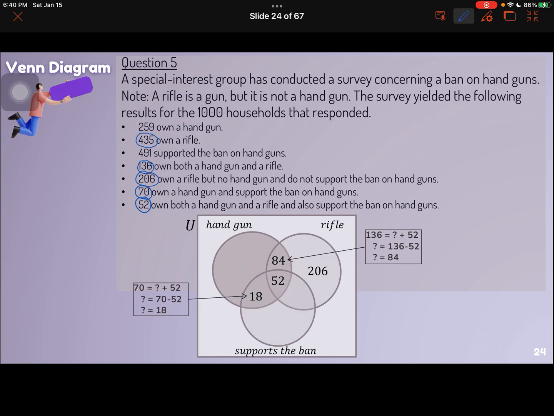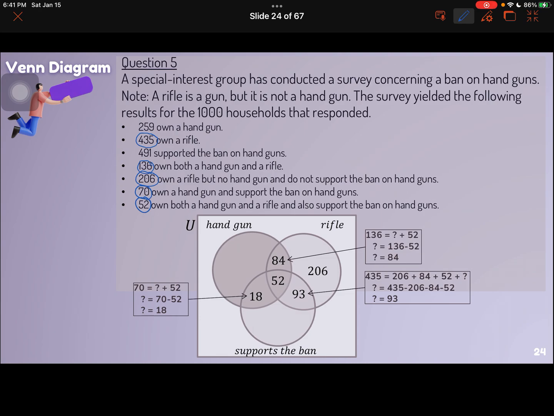So now I'm going with this 435 that own a rifle, and I have only one unknown value, so I can use this equation. 435 is this value plus this value plus this value plus the value that I don't know, so I can make this operation to get that 93 is the value there. Okay, and then I can continue.